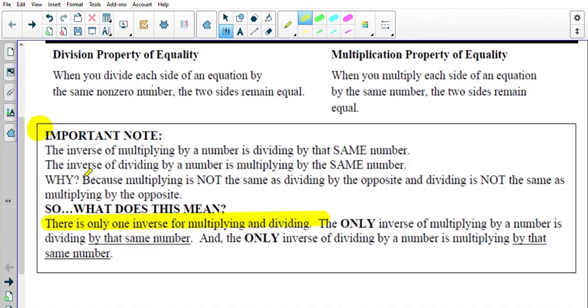Why is this the case? It's because multiplying is not the same as dividing by the opposite, and dividing is not the same as multiplying by the opposite. When we did adding and subtracting, remember that we had more than one inverse we could use to solve that equation. And that was true because subtraction was the same as adding the opposite. We don't have that here for multiplication and division. So there's only one inverse. So the only inverse of multiplying by a number is dividing by that same number. And the only inverse of dividing by a number is multiplying by that same number. That's really, really important for us. So please pay particular attention to that note that is in that box.